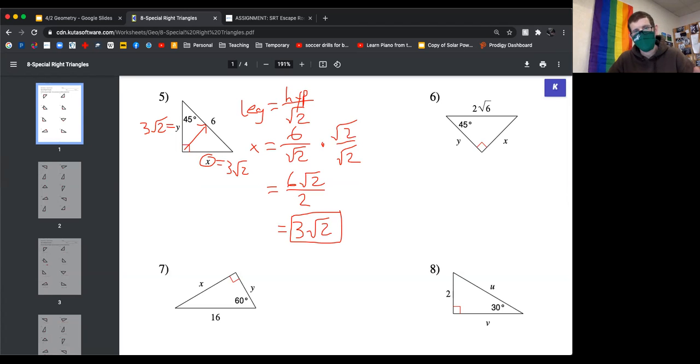Okay, so I'm trying to show you that if you understand certain rules about the special right triangle, you might miss a problem here. But if you know most of what there is to know about special right triangles, you can get a lot of points on this test. Okay, so there's your 45, 45, 90. Looking at number 7, what kind of triangle is that? It's a 30, 60, 90.